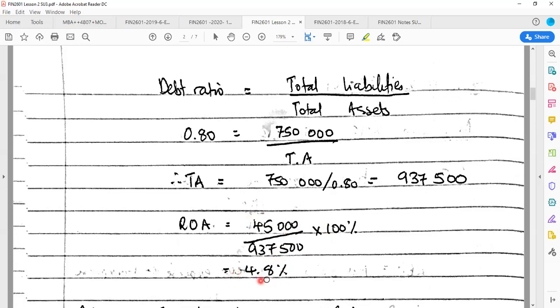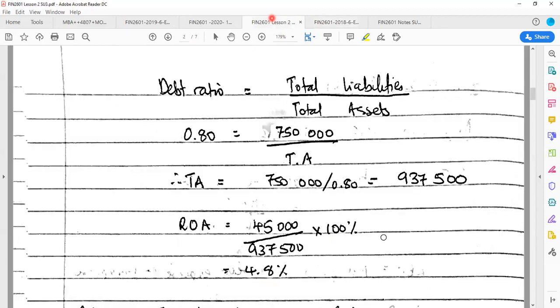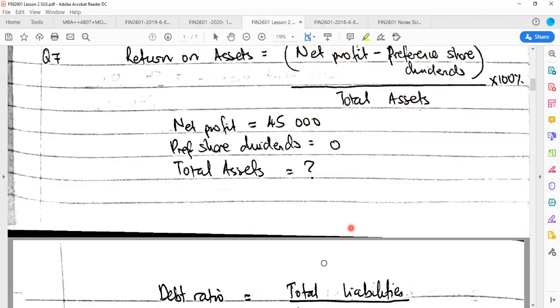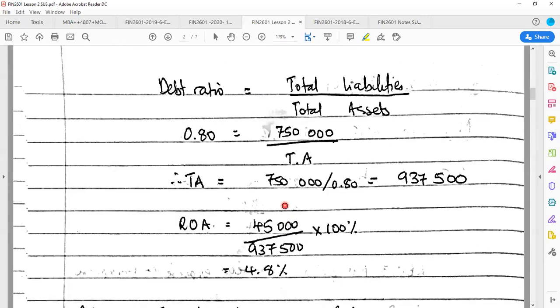Giving us a return on assets of 4.8%. So the correct answer there was option one. So most of the time in this module, the idea behind the financial calculation is that you are given a ratio to find, and then one of the items is missing. Then you need to use information from another ratio to find whatever is missing, and then you substitute it back and you get your answer.